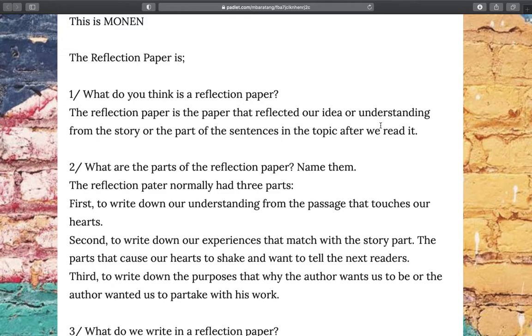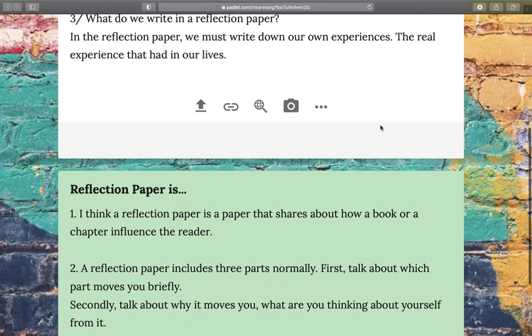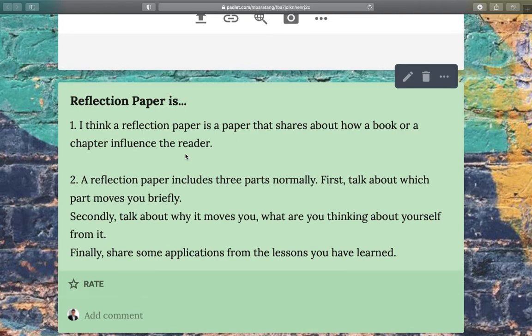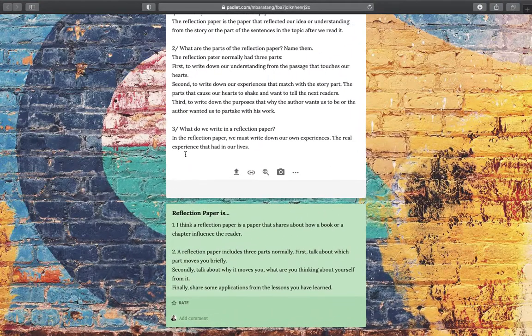Right? And what's your idea? What's your idea on it? Very good, Monin. I think a reflection paper, again no name, is a paper that shares about how a book or chapter influenced or influences the reader. Another good definition. Yeah, so you want to show your professors with your reflection paper how a specific chapter of a book or any other reading material actually influenced you as a reader. That's right. Okay, good job so far.